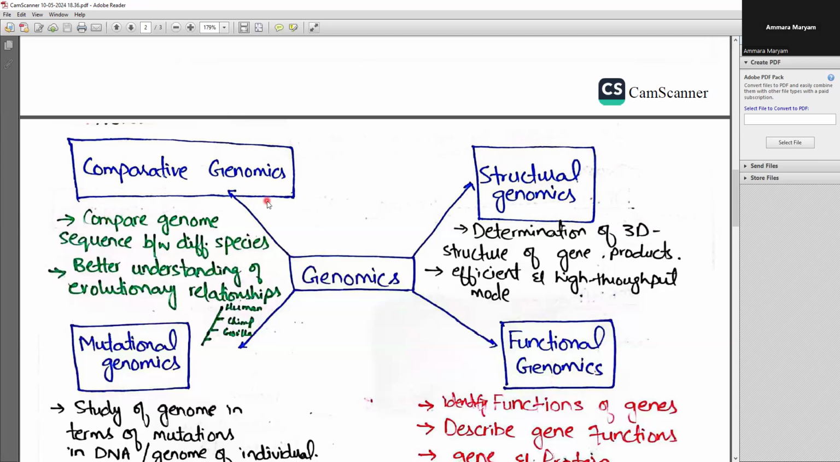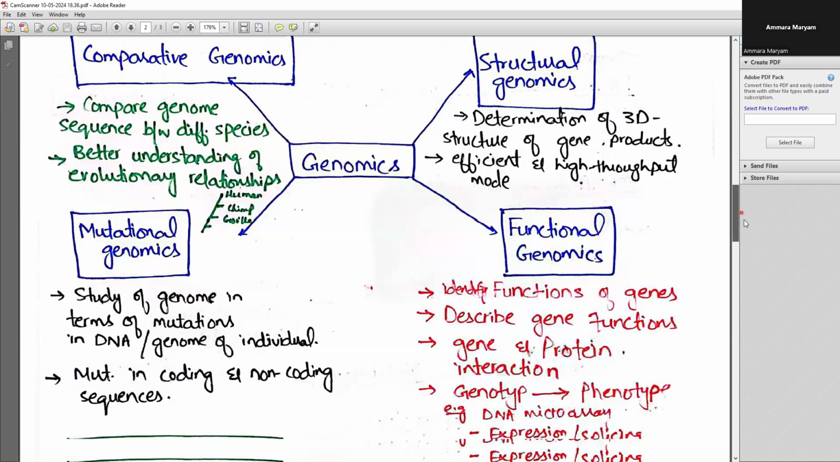So comparative genomics will compare the genome sequence between different species, and it will help us to better understand the evolutionary relationships among different species. And then next is mutational genomics.